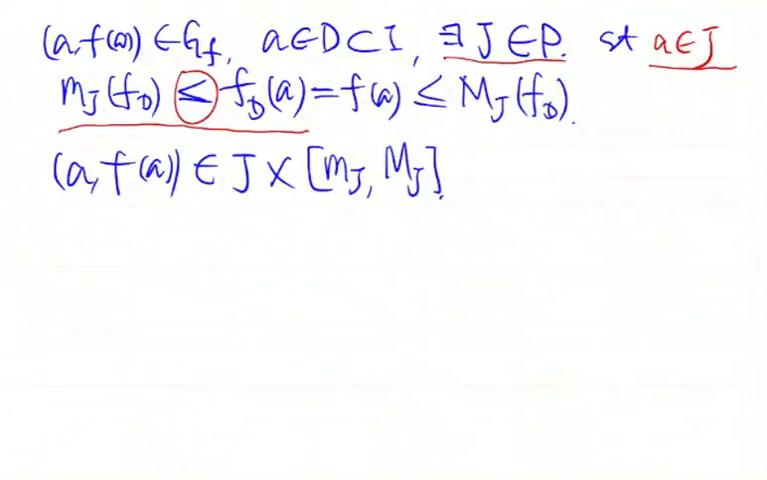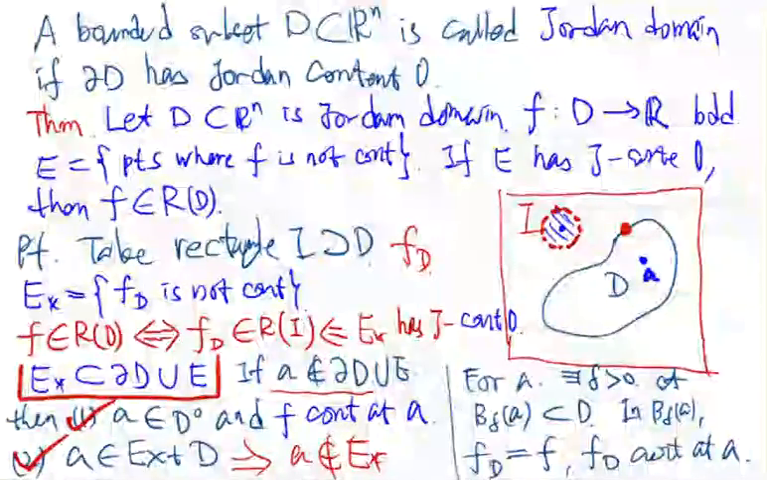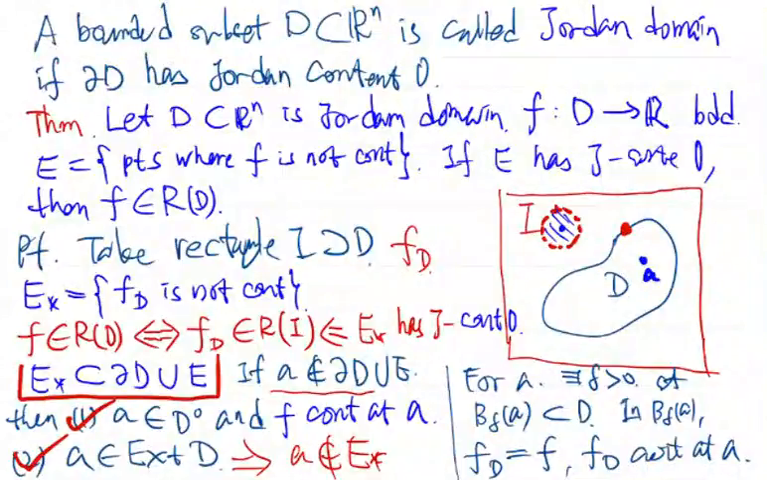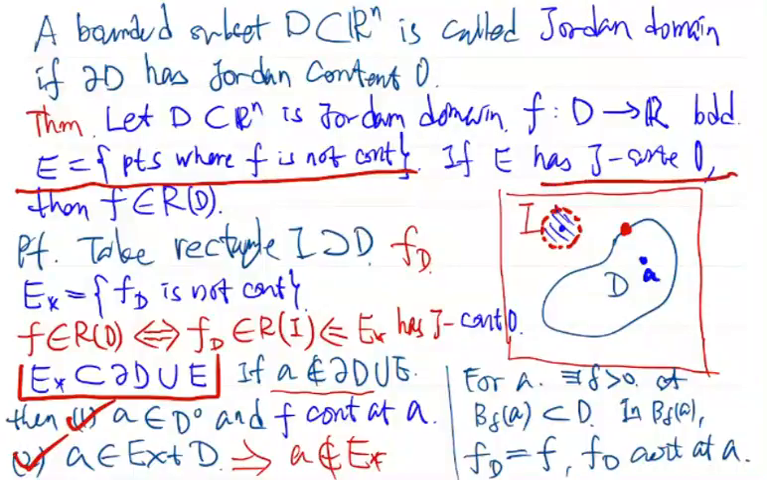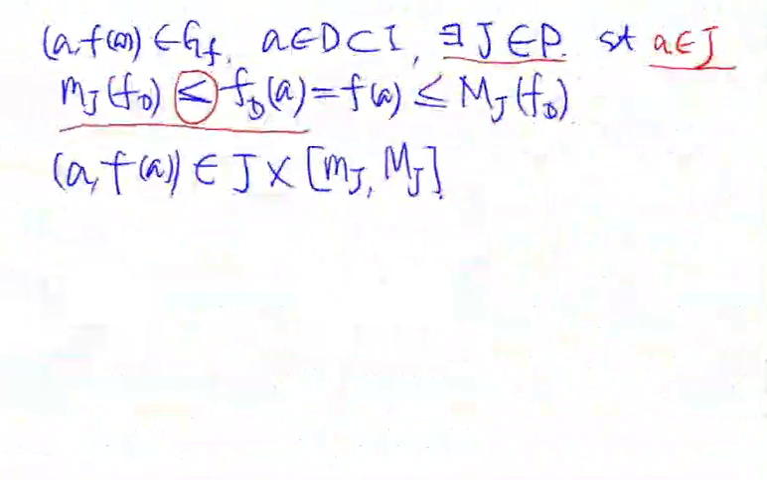Now, we have introduced the concept of Jordan domain. And we know that a function is integrable over a Jordan domain if the set of points of discontinuity has Jordan content 0. Okay, so this is very important. So our integration theory is almost established.